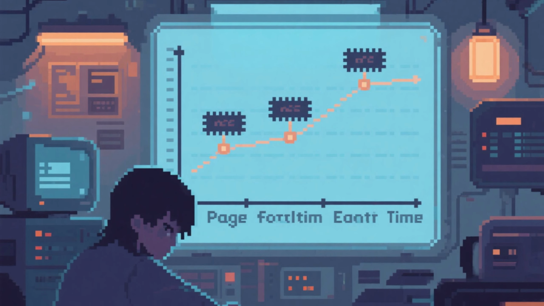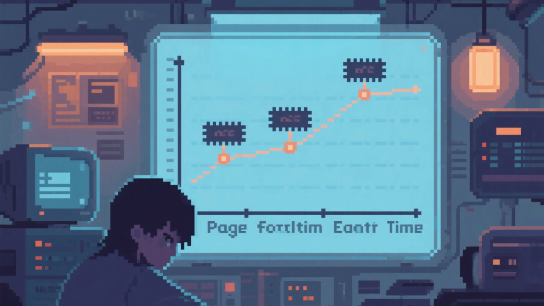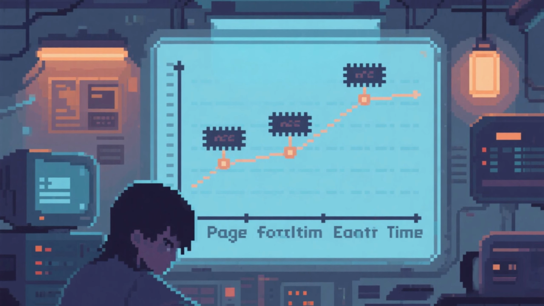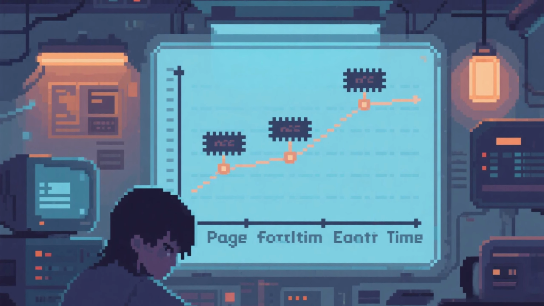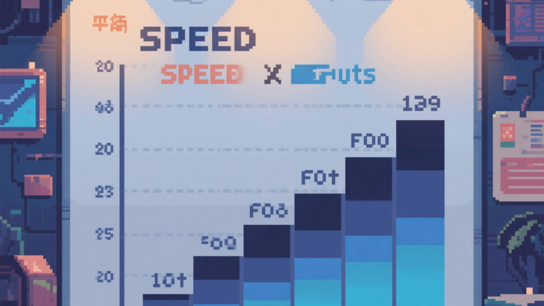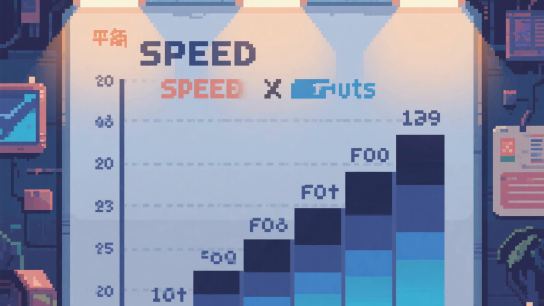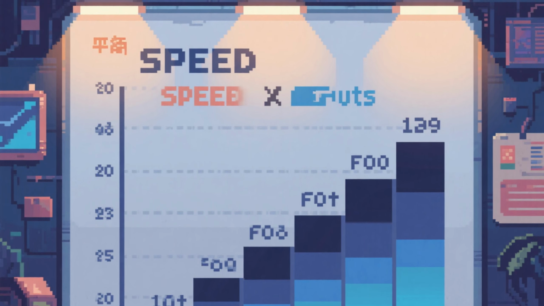Example: memory access equals 200 ns. Page fault equals 8 milliseconds, or 8 million ns. Fault rate p equals 0.001. EAT is about 8,199.8 ns. Even one fault per 1,000 accesses makes the system over 40 times slower. Keeping the fault rate extremely low is critical.